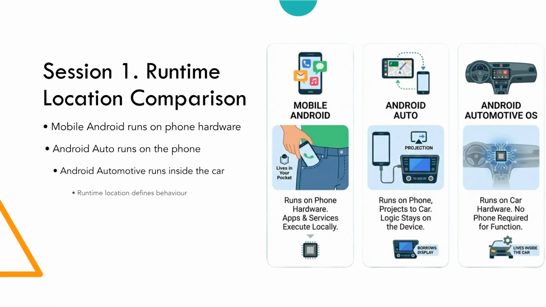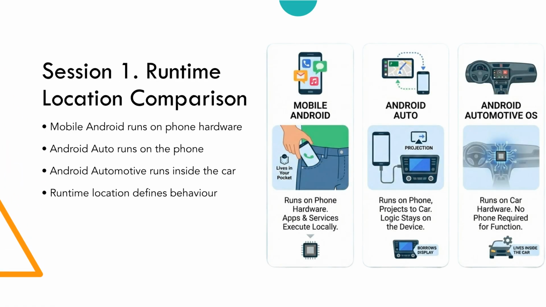In this lecture, we will address one of the most common confusion areas in Android automotive interviews: the difference between mobile Android, Android Auto, and Android Automotive OS. Many candidates know all three names, but fail to clearly explain how they differ in fundamentals. Interviewers use this topic as a quick filter to check system-level understanding. So we start with the most basic and important question: where does the software actually run?